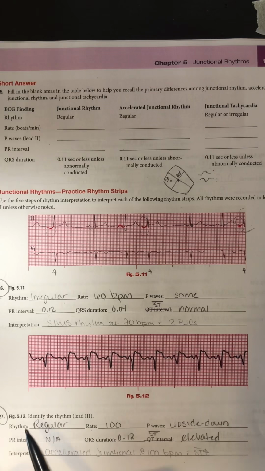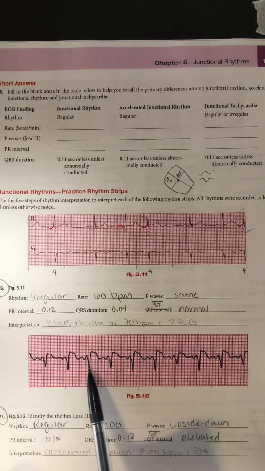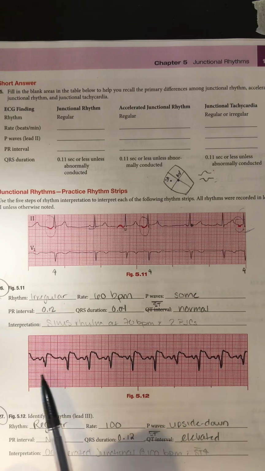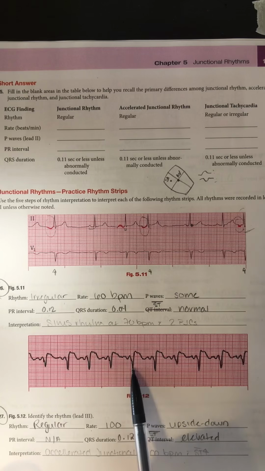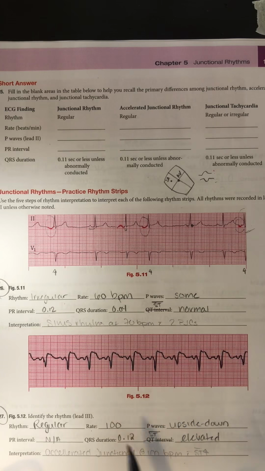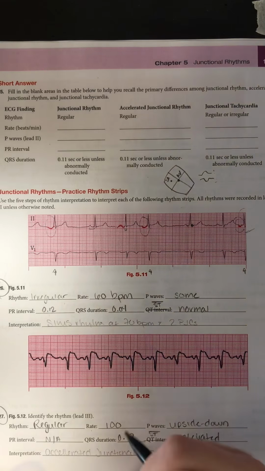Going down to number 27, or figure 5.12, we're going to start off the same way: regular or irregular. Even though not all my QRS complexes look exactly the same voltage, meaning they're different sizes, they all have the same pattern, and they do march out very regularly. So I put regular for my rhythm. My rate, 1, 2, 3, 4, 5, 6, 7, 8, 9, 10 times 10 gives me 100 beats per minute.